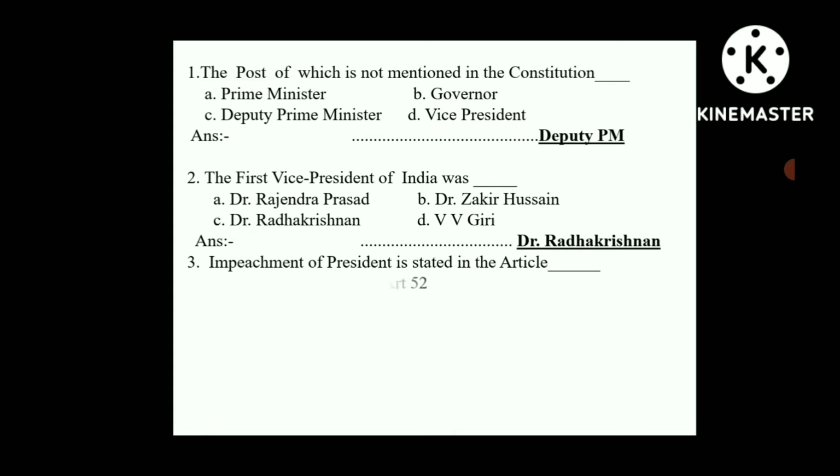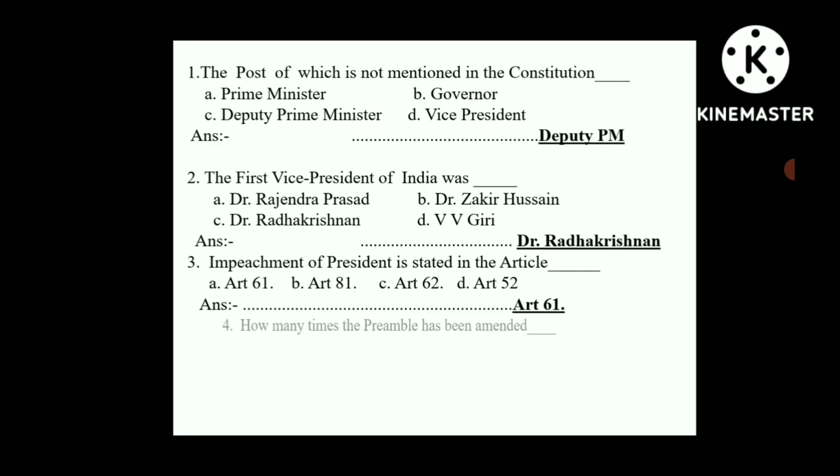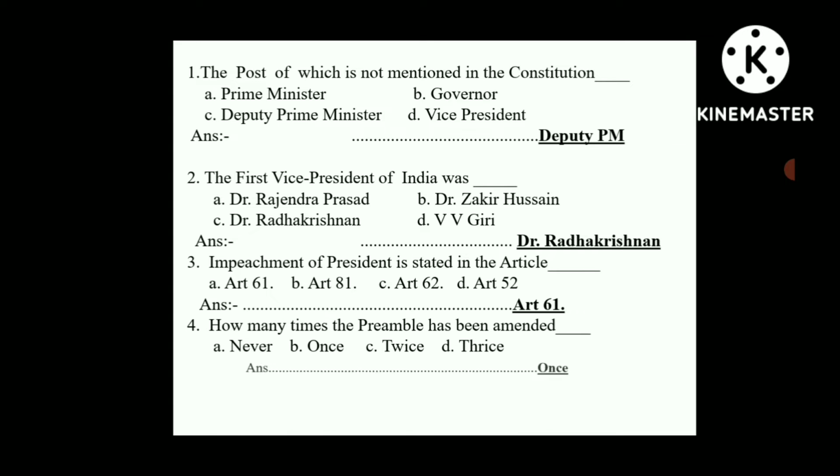Coming to number 3 question: impeachment of president is stated in the article. The options are Article 61, Article 81, Article 62 and Article 52. It is Article 61. Coming to number 4 question, how many times has the preamble been amended? Never, once, twice, thrice. Remember, it is only once that the preamble has been amended.